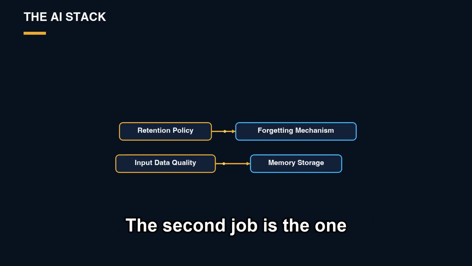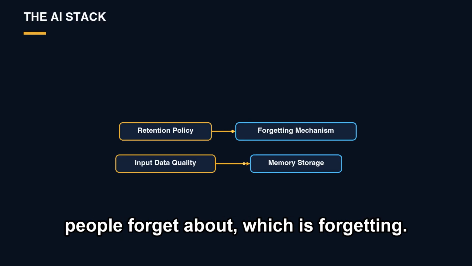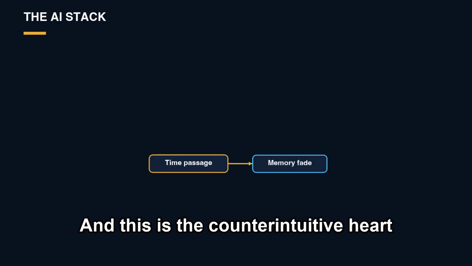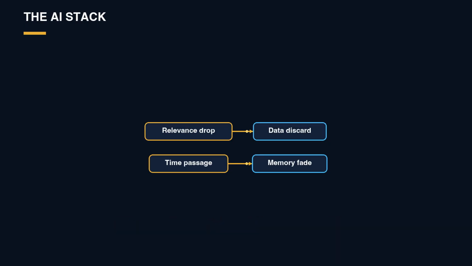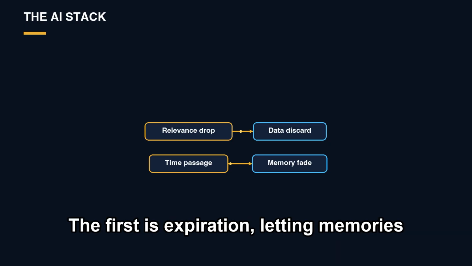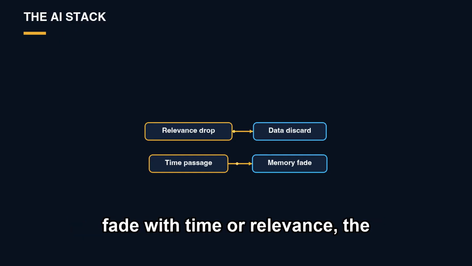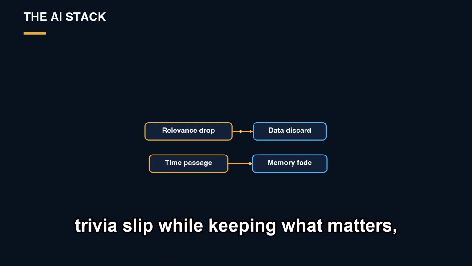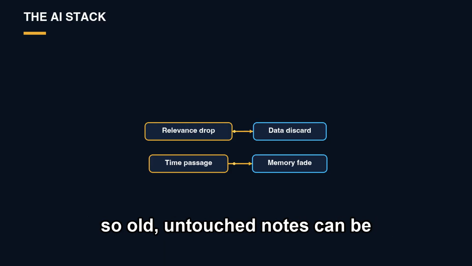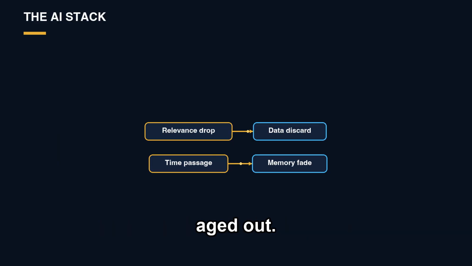The second job is the one people forget about, which is forgetting. And this is the counterintuitive heart of the episode. Forgetting is a feature, not a bug. There are 3 flavors of it. The first is expiration, letting memories fade with time or relevance, the way your own memory naturally lets trivia slip while keeping what matters, so old, untouched notes can be aged out.